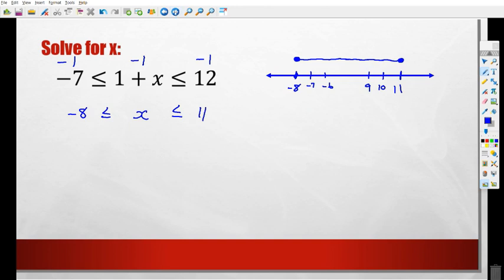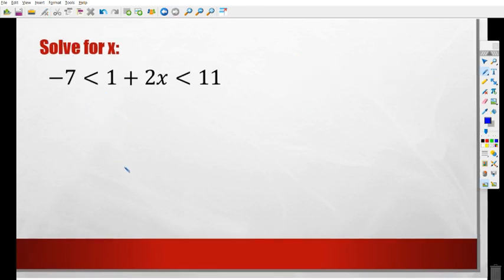Let's see if we can do the last example for today. Again, I've got two inequality signs. So what am I going to do? Am I going to take things across? No, I'm not going to take things across. How am I going to get rid of whatever's here? Because I want to solve for x. Here's my x. How am I going to get x by itself?